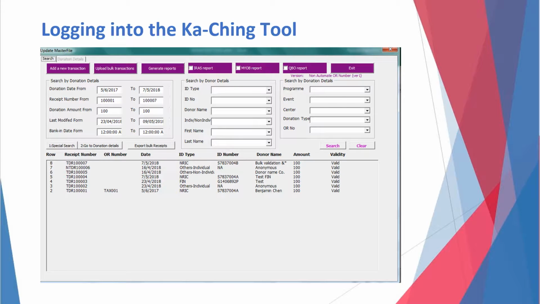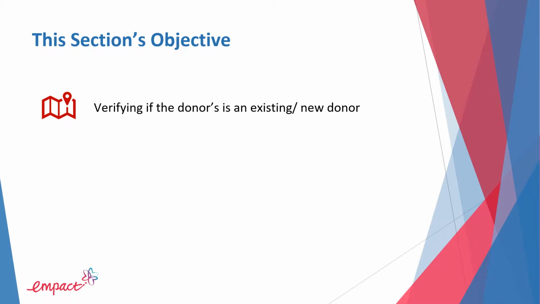If necessary, pause this video and watch an overview of Kaching tool for users to learn how to log into the tool. When you have successfully logged into the tool, you should see this dashboard. There are different ways of keying in donation information into Kaching. If a donor has previously donated before, you can pre-populate the donation screen with the donor details. In the next section, we will look at how to verify if the donor is an existing or new donor.